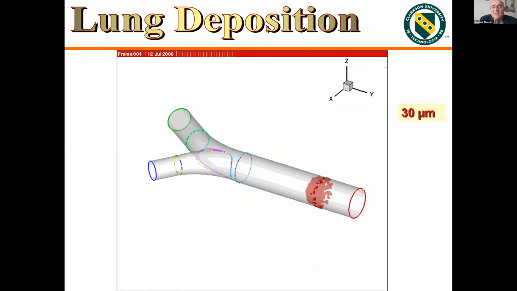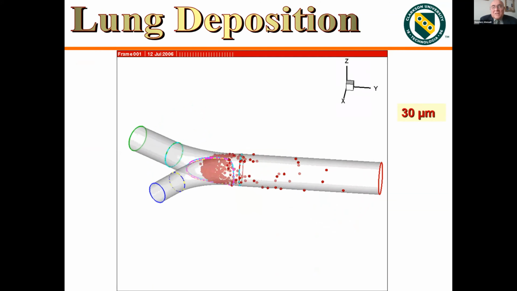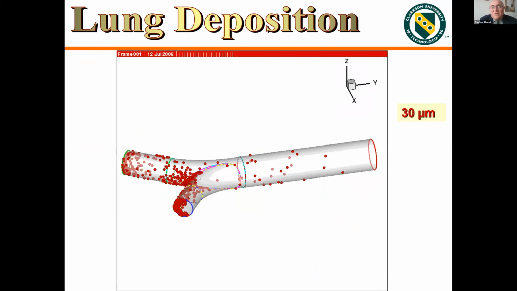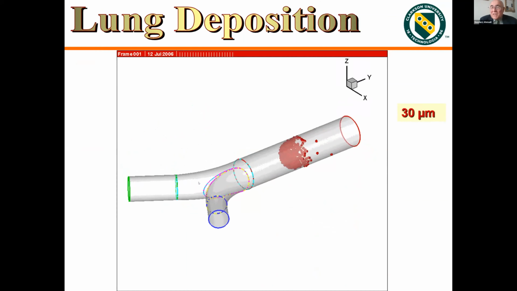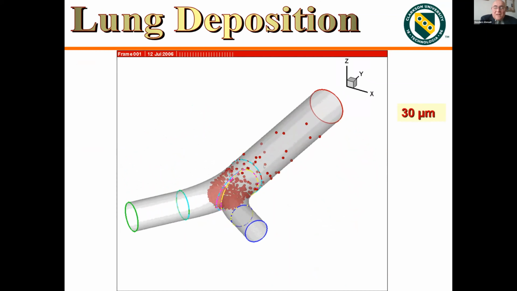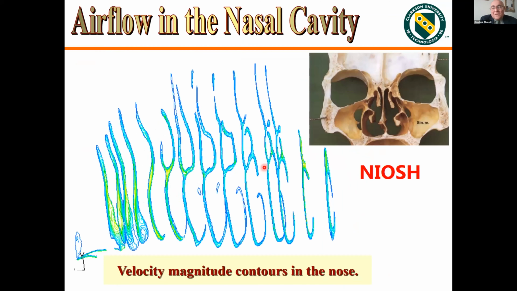This is much larger, 30 micron particles. And as you can see, when they hit here, the majority of it gets deposited here by impaction, basically. So the particle size is quite critical for this.